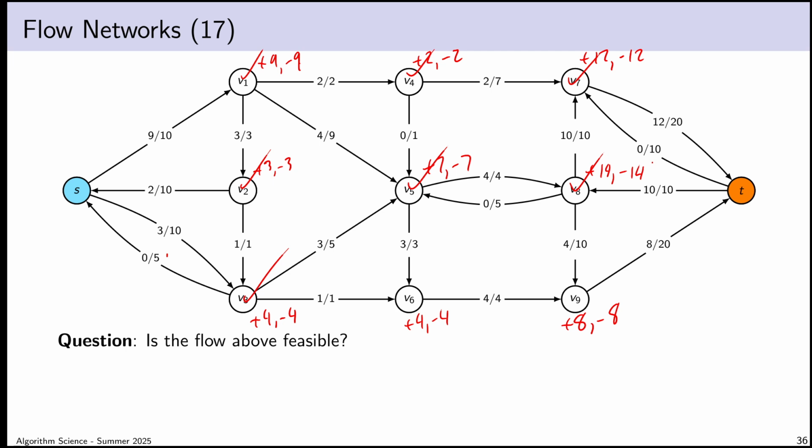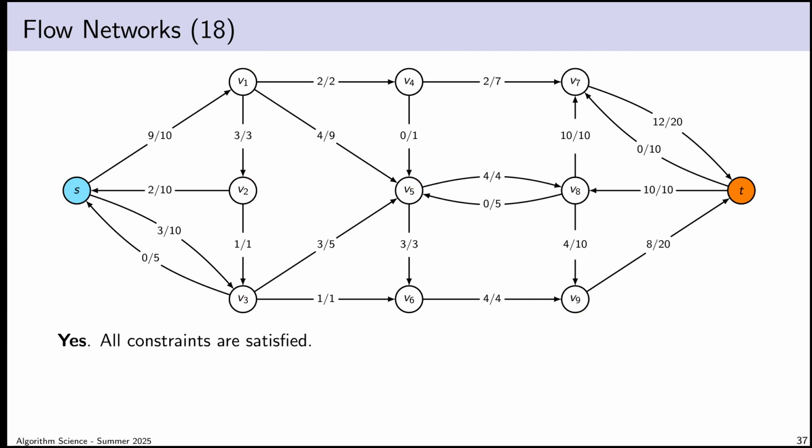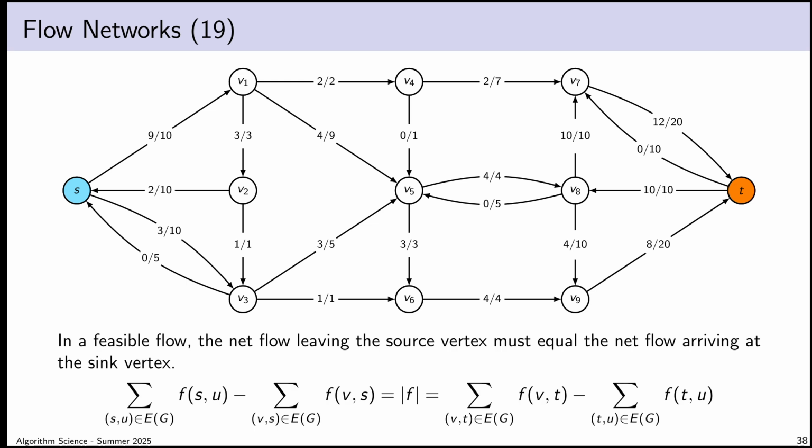That is, for many of these vertices, it's pretty clear that flow is conserved without having to fully add everything up. And so what I have here is a feasible flow because all constraints are satisfied. Now, in a feasible flow, it is always going to be true that the net flow leaving the source vertex will equal the net flow arriving at the sink vertex. So this isn't necessarily true if the flow is not feasible.